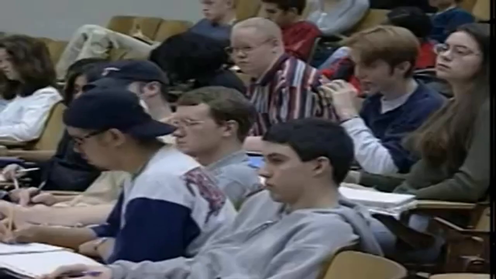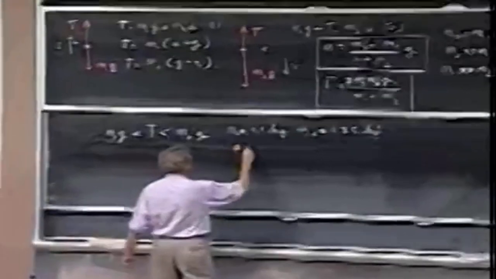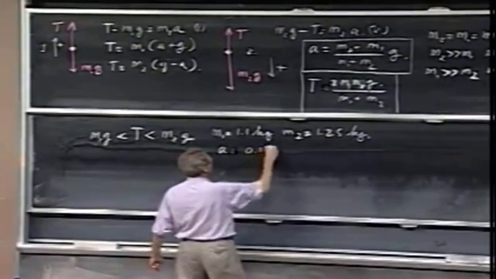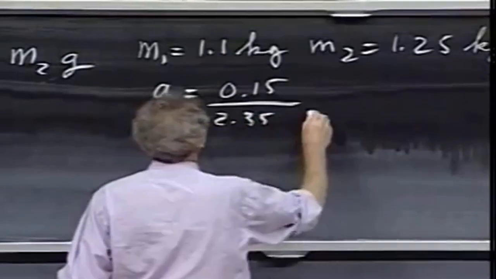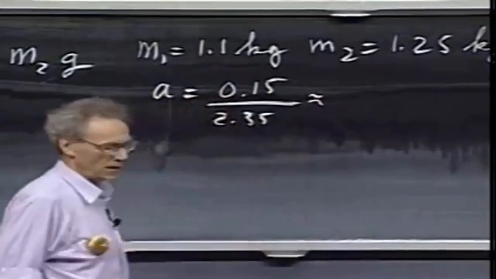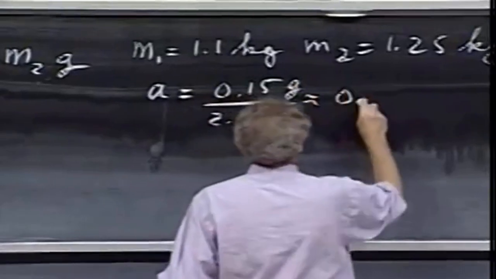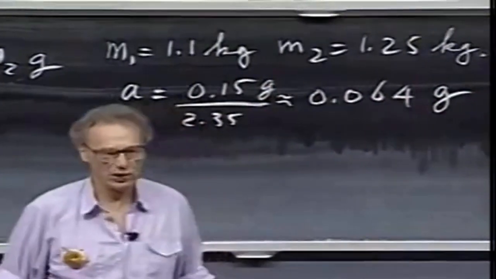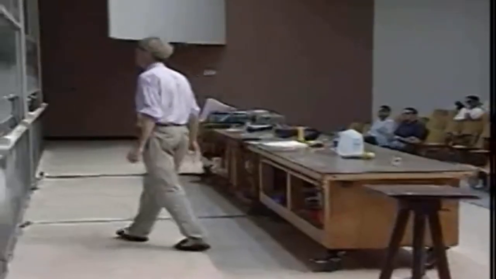Frictionless system, and the string has a negligible mass. What is the acceleration A of the system? I get m2 minus m1, that is 0.15, divided by the sum, which is 2.35, and that is approximately 0.064 g. It's about 1/16 of the gravitational acceleration. So it's a very modest acceleration.